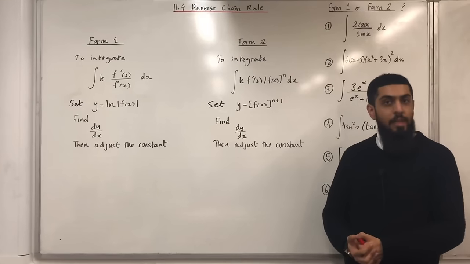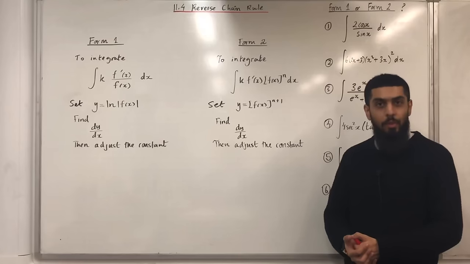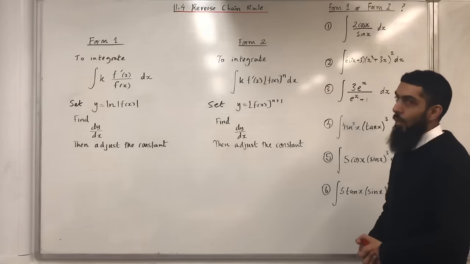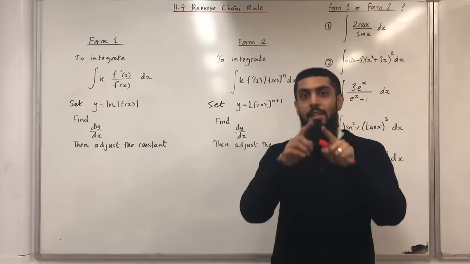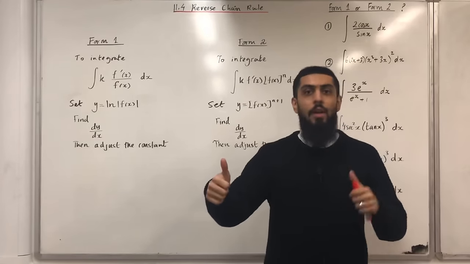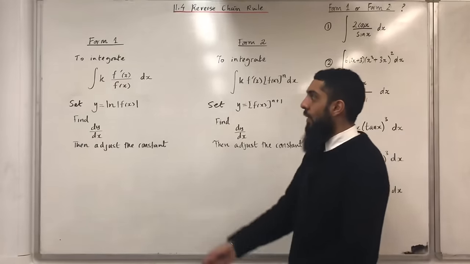11.4 represents chapter 11, section 4 of the Pearson A-level maths, pure maths year 2 textbook. Now, the reverse chain rule is divided into two different parts: Form 1 and Form 2. Let's have a look at Form 1.